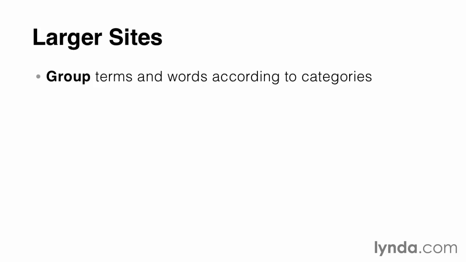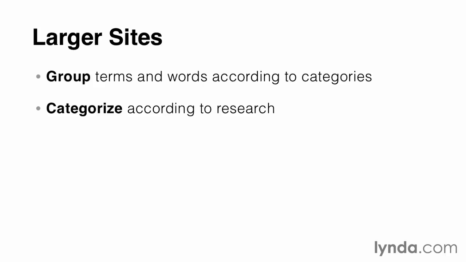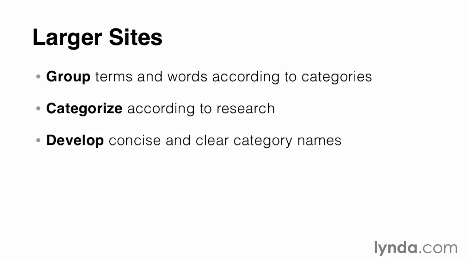So a couple of practical things that you can do is, number one, go back to your navigation and go back to your keyword research. Start grouping your terms and the words according to the categories that you have found in your keyword research. Categorize the information on your website using the research tools that you have. And then develop some very clear category names for your navigation.